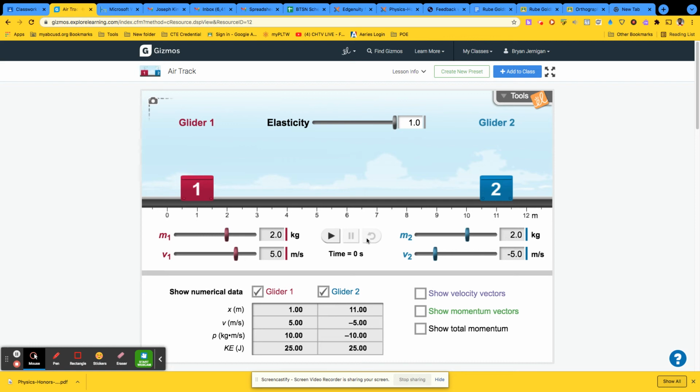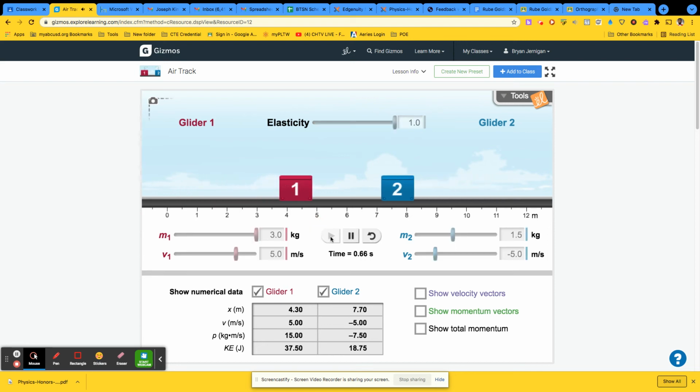Now, what happens if I change the mass of the object? Just to make it nice and easy, I'm going to take this mass and make it 3. And in this case, I'm going to take this object and make it half of the mass of the original object. They're both going to be traveling at the same velocity. Now, this object is twice as massive as this object. They're both going to start at the same velocity. Let's see what happens to the final velocities of both objects.